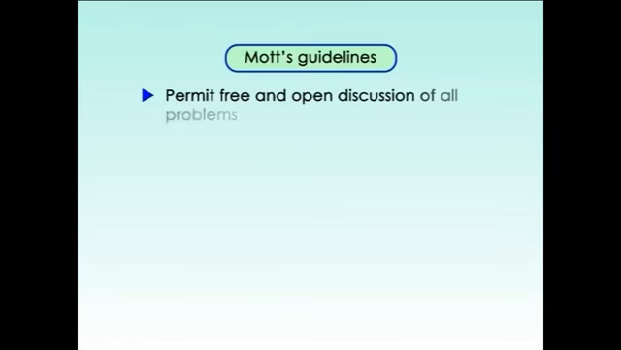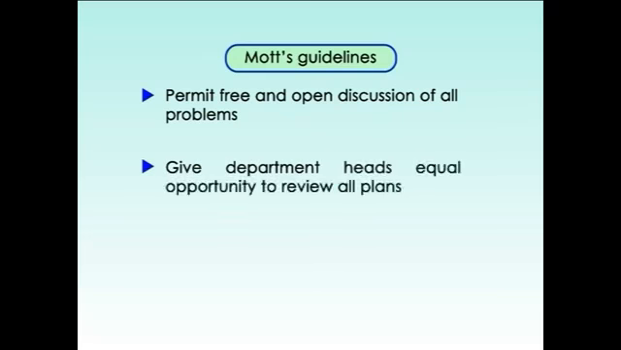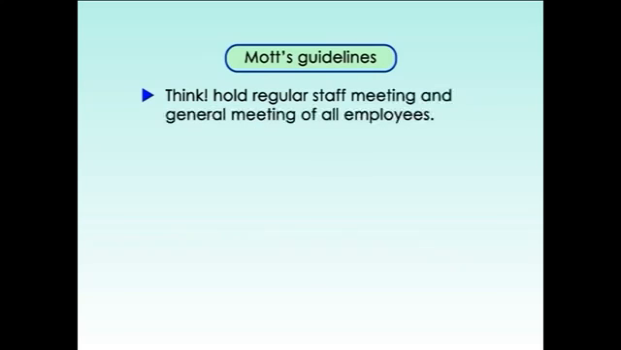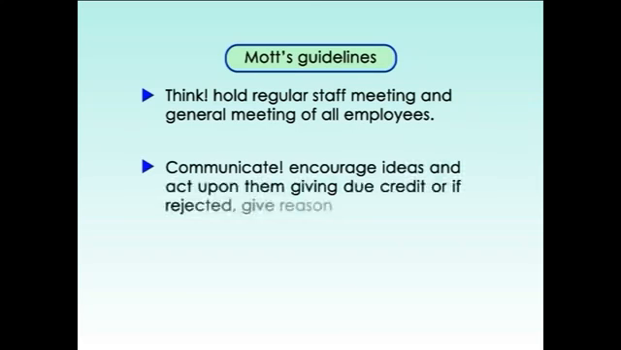The following are some of Mott's guidelines that can start any department along the path of creative programming. Permit free and open discussion of all problems. Give the department heads equal opportunity to review all plans. Encourage employees and provide incentives and opportunities for them to receive continuing education. Think, hold regular staff meetings and general meetings of all employees. Communicate, encourage ideas and act upon them, giving due credit, or if rejected, give reason.